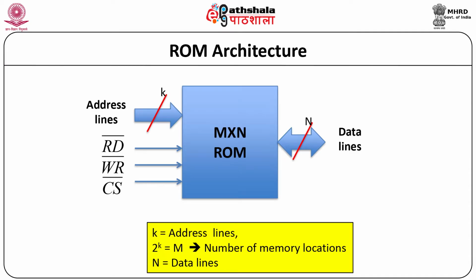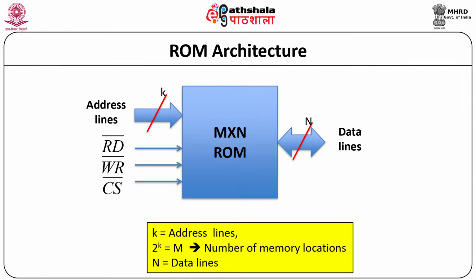A typical ROM structure is shown here. A typical ROM contains an M by N memory, where M indicates the number of addressable memory locations and N indicates the number of data lines or storage capacity of each addressable word. ROM is basically a combinational circuit with k inputs and n outputs.